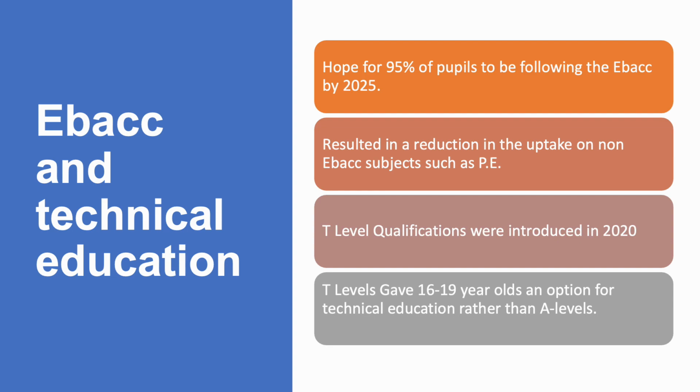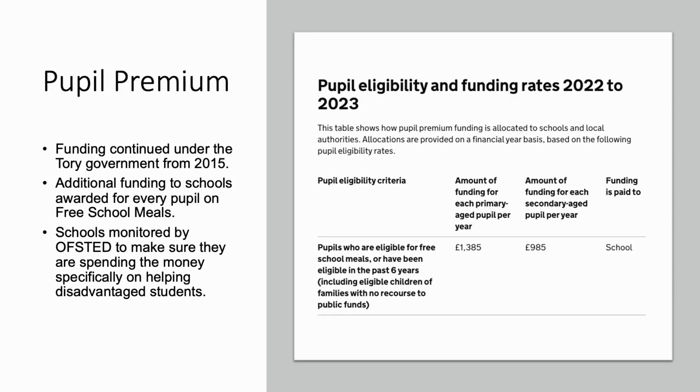Just about the only thing the Tories have done to address equality of educational opportunity is maintain the pupil premium, and schools get an additional £1,385 per pupil per year for pupils on free school meals, and Ofsted monitors whether or not schools are actually spending this money to help disadvantaged students.